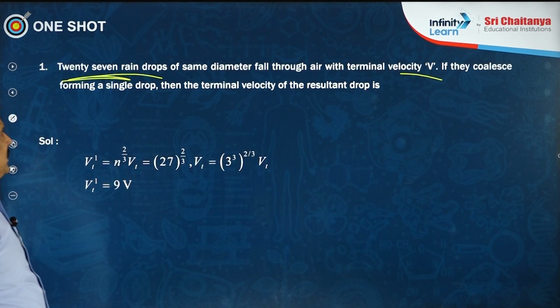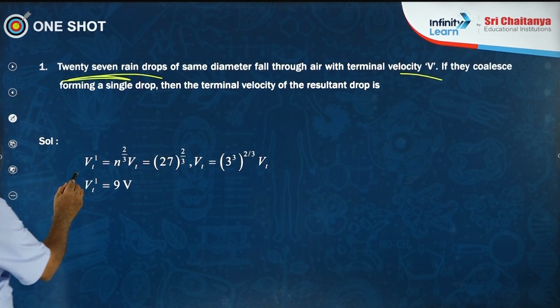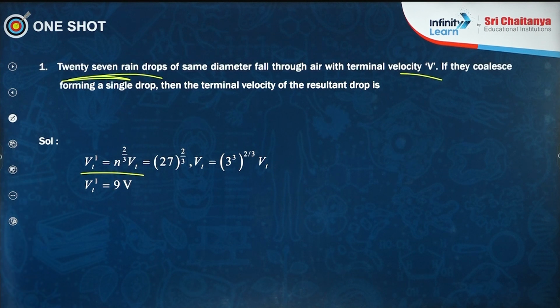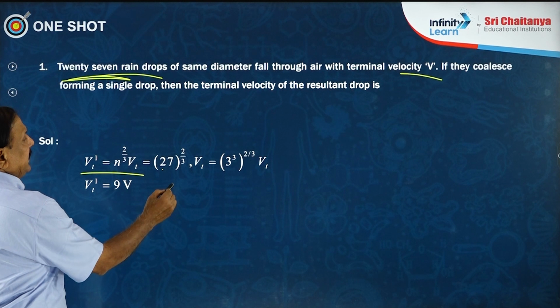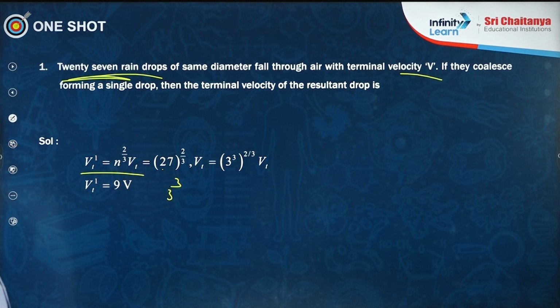What is the velocity of the combined drop? As I told earlier, n power 2 by 3, so 27 power 2 by 3. 27 can be written as 3 cube. Therefore, the velocity of the bigger, combined drop is 9v.